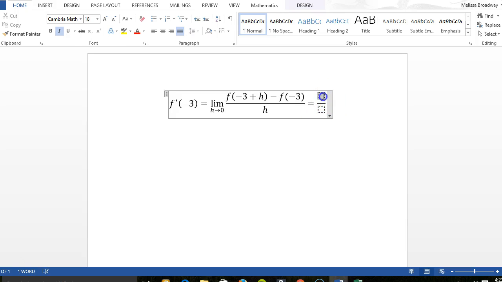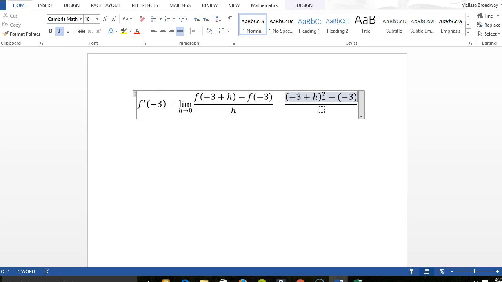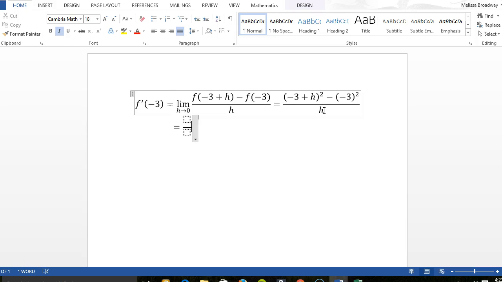Remember, f of a number or a letter is just the square of that number or letter. So I take whatever's inside and square it. It's negative 3 plus h, which is h minus 3, squared, minus f of negative 3, which is also squared, that's what f does to the term, and then over h. Now I've got to do some FOIL, or actually the perfect square formula, or you could multiply negative 3 plus h by itself and do FOIL. Let's just do the perfect square formula.